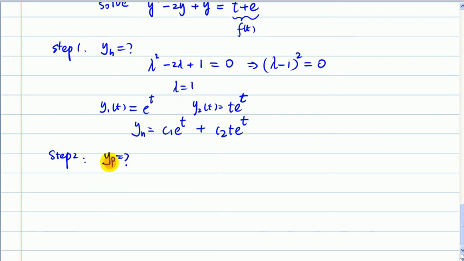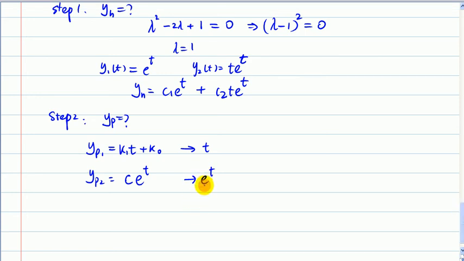The first step is to have a lucky guess of what kind of form yp is. Now, because I have two different types here, I need to make two lucky guesses. My first lucky guess, yp1, corresponds to the t. According to my table, it is K1 t plus K0. And my second lucky guess, yp2, corresponding to this e to the power of t, is going to be c e to the power of t. So this is your initial lucky guess.